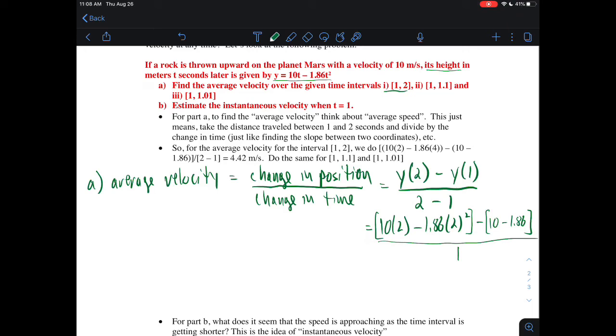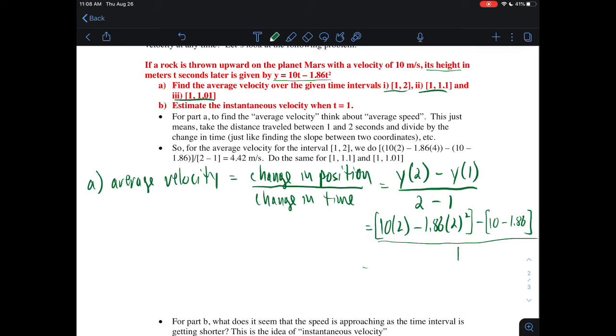Some of this stuff you're going to repeat as we go into the other parts for 2 and 3. It's really just going to be, we keep evaluating our function at 1, since that's the first coordinate in these time intervals.